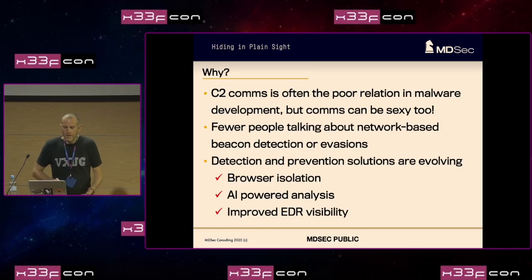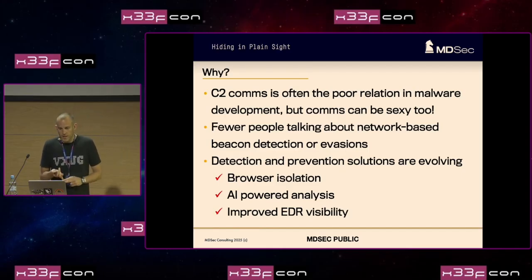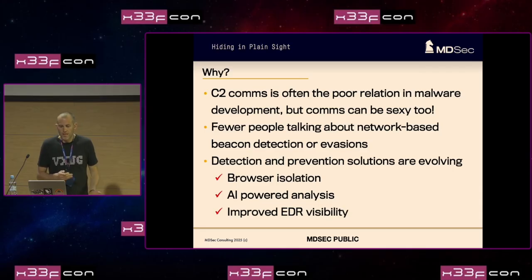We're also seeing a bit of an evolution in some of the defensive solutions that are giving us some headaches. Things like browser isolation, where parts of the web page are rendered on a remote server rather than on the actual user's browser, and this can completely break C2. We're seeing more products integrating AI and augmenting their own analysis. And finally, C2 detection is getting a little bit more attention from the EDR vendors now.